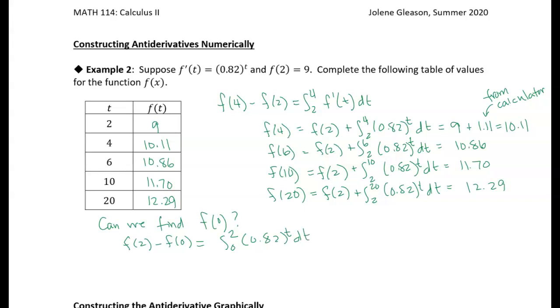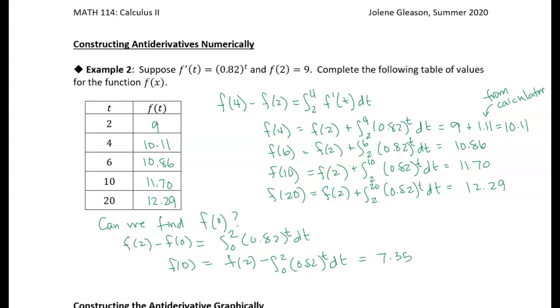Okay, so now I want f of 0 though. I need to flip this around a little bit. I'm going to subtract the integral from both sides and then add f of 0 to both sides and then flip the equation around. I want f of 0 on the left-hand side. f of 0 then is equal to f of 2 minus the integral from 0 to 2 of 0.82 to the t dt. I know f of 2 is 9 still, and I can put this in my calculator, and I got 7.35.